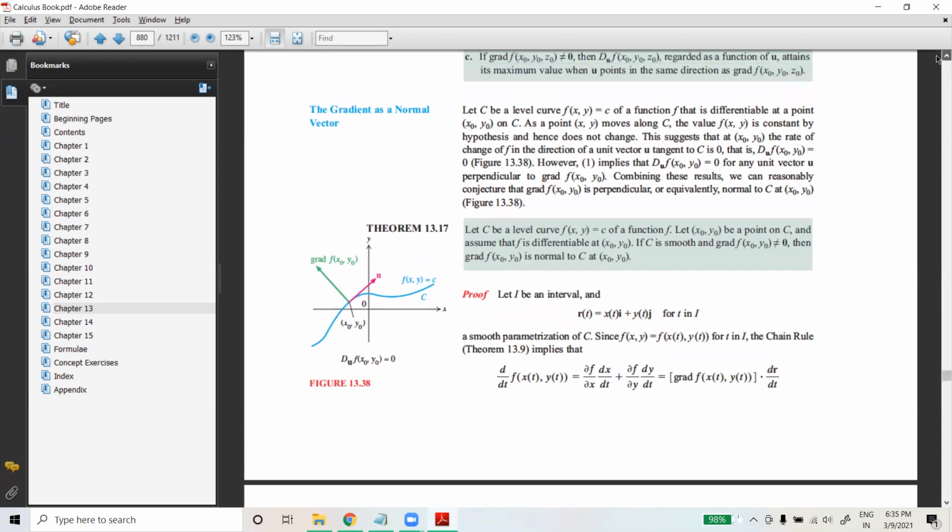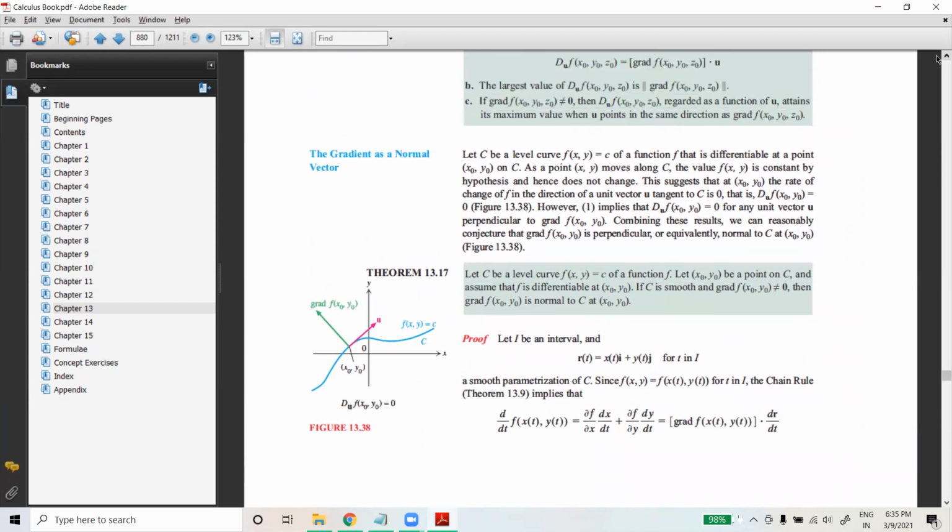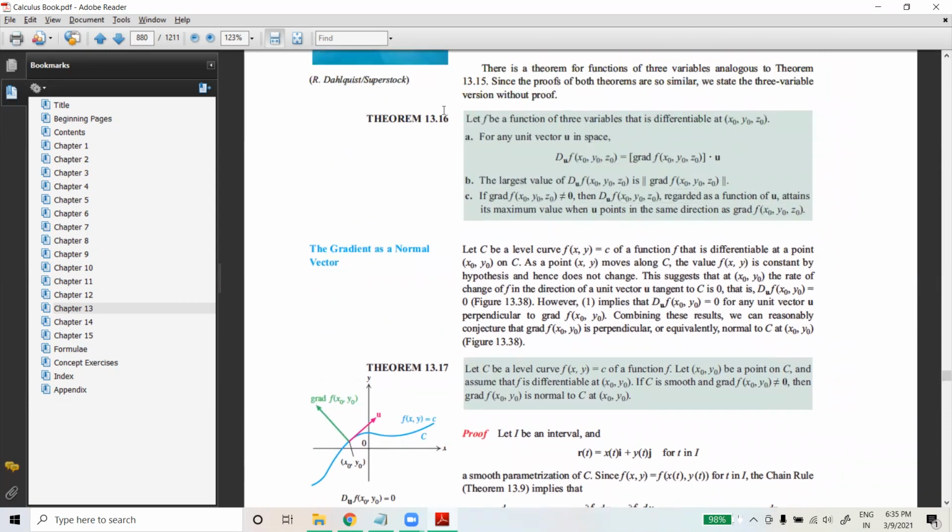Now, what is the next thing? The gradient as a normal vector. Let f be a function of three variables. This is the same thing we have discussed: the largest value of Du and the smallest value of Du, maximum and minimum. The next thing is here, the gradient as a normal vector.